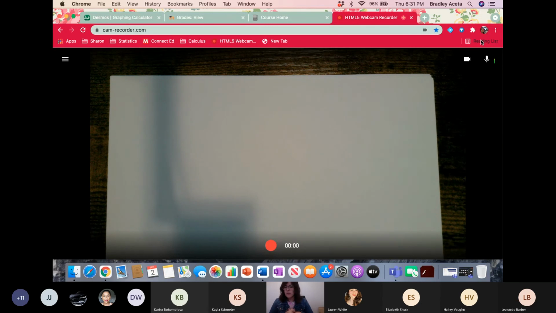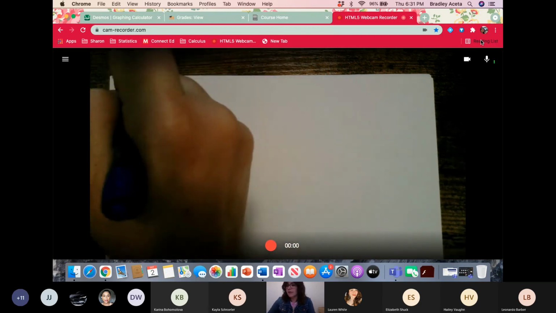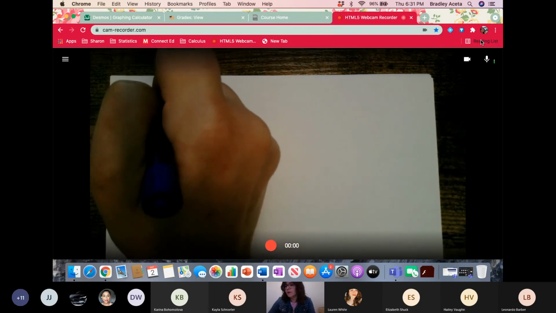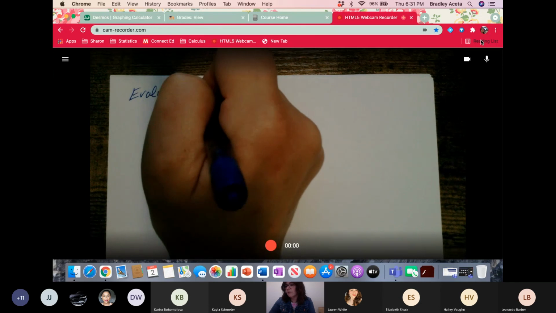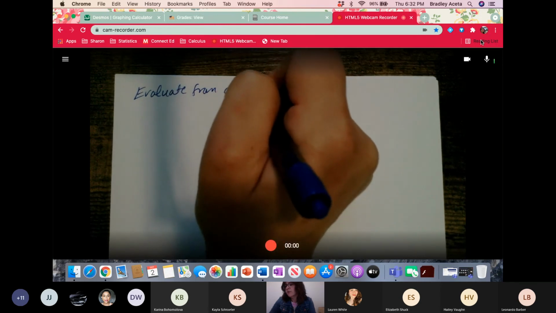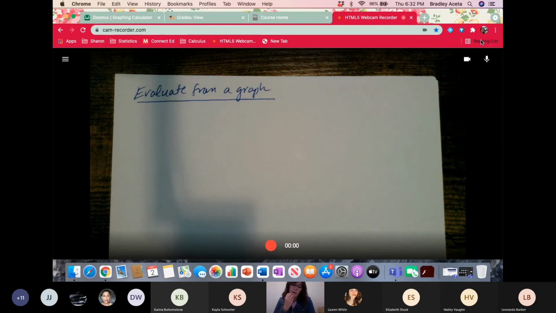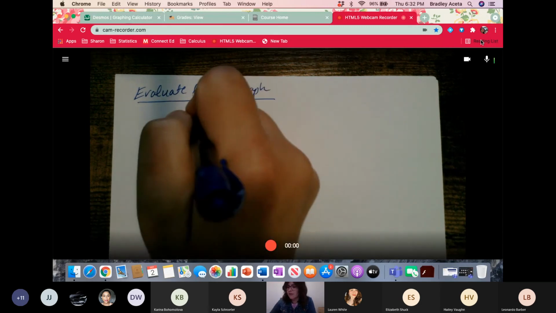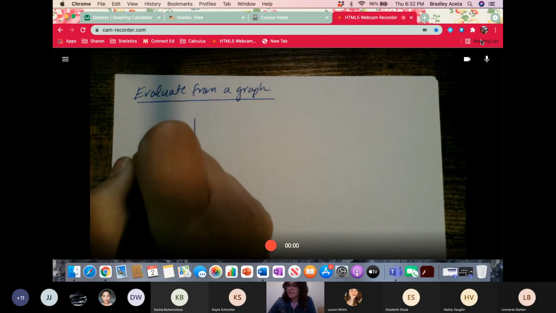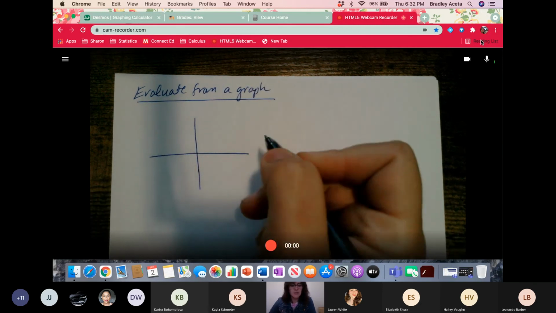Now I want to evaluate from a graph. This is important. We do this a lot in calculus, and I saw that this was also on your homework. Evaluate from a graph. All right, now you're going to have to give me a minute to draw this out, because I want to be accurate. You'll see why.